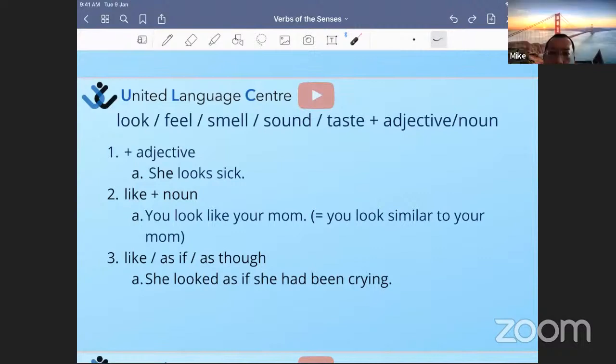Okay, so look, feel, smell, sound, taste, plus an adjective or a noun. All right. So I can say she looks sick. She looks tired. She looks happy. She looks sad, right? Again, physically, I'm looking at her and she doesn't look good, so I think she looks sick, right?